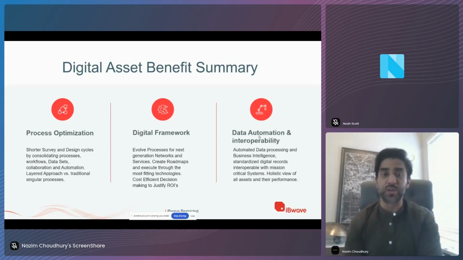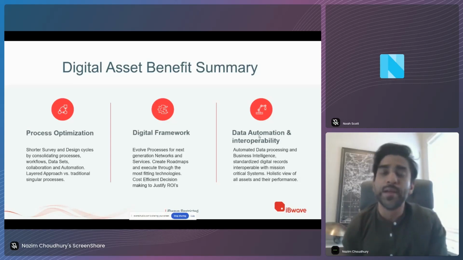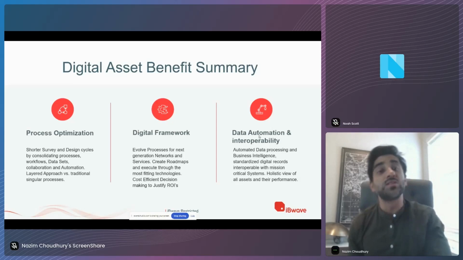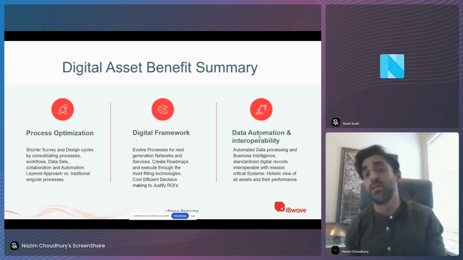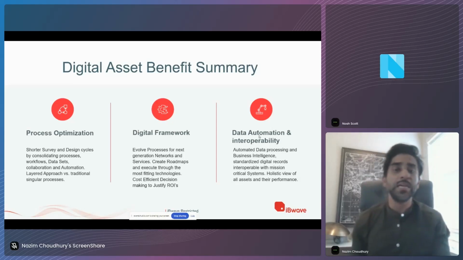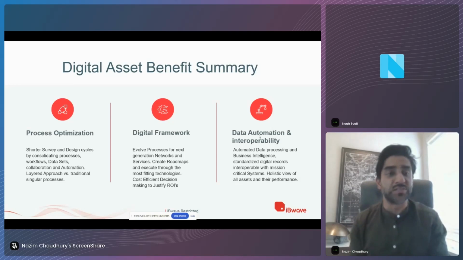And having that digital framework allows you to create a roadmap and make your ROIs more ingestible, to be honest, because your ROI isn't going to be about solving every single problem. It's about really creating a digital roadmap of the problems you want to solve with the most cost efficient technologies you want to solve at the moment as well. So it becomes much easier to start justifying your ROIs.